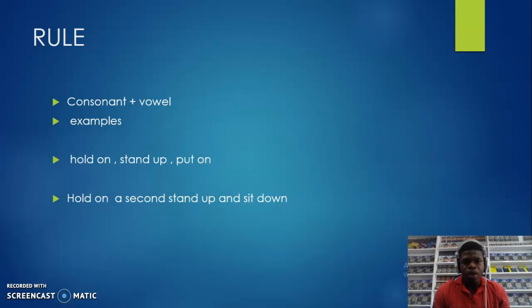It's more natural. Okay, let's look at this example. Hold on a second, stand up and sit down. Hold on a second, stand up and sit down. Repeat after me. Hold on a second, stand up and sit down. Great.